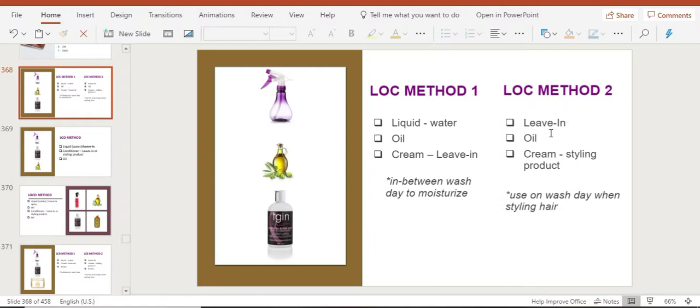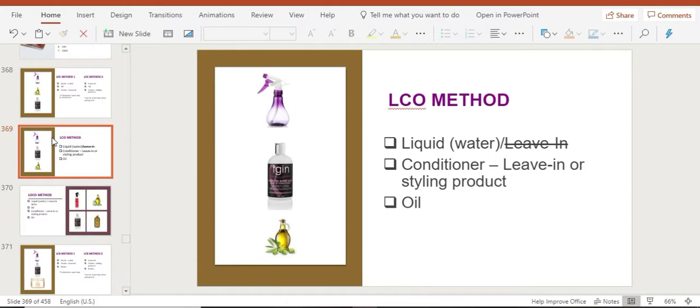So I use this method on wash day. So that's when, after washing and deep conditioning your hair, right? You're gonna put leave-in conditioner on your hair, and then you're gonna seal that in with oil, and then the cream. So this is from the 5-step wash day system. This is step 3, step 4, step 5, right? And then you're gonna put your curling pudding or whatever to twist your hair, right? So this is the second method of the LOC method.